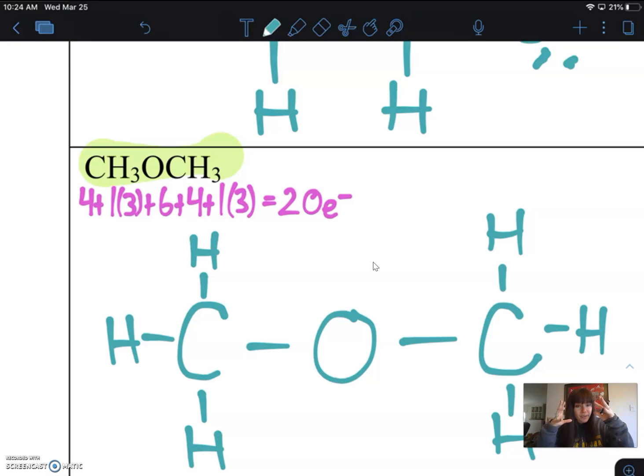Our carbons have the right number of bonds. The oxygen has the right number of bonds. Our hydrogens have the right number of bonds. It looks as though everything except oxygen has a full valence. One more time, I'm going to check and make sure I have enough valence electrons left over to put on oxygen. So we've got 2, 4, 6, 8, 10, 12, 14, 16. Perfect. That means I've got 4 valence electrons left, and my oxygen can have its full valence.